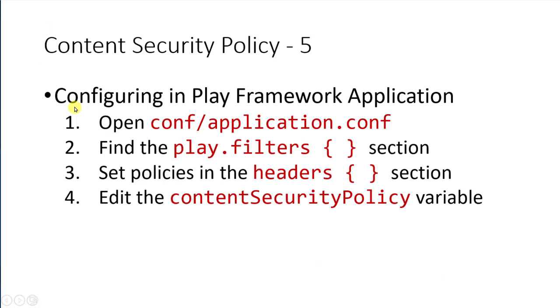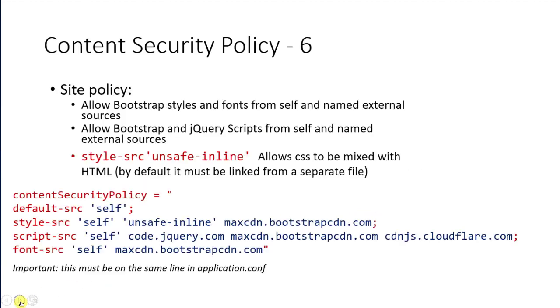We're going to configure a policy in our Play Framework application, or modify the existing policy, and that's located in the application.conf file where most application configuration settings are located. Inside that, we're going to find play.filters, and then inside that, we're going to find headers. And yet again, in there, we'll find content security policy, a variable where we can set the exact policy that we need. This is an example.